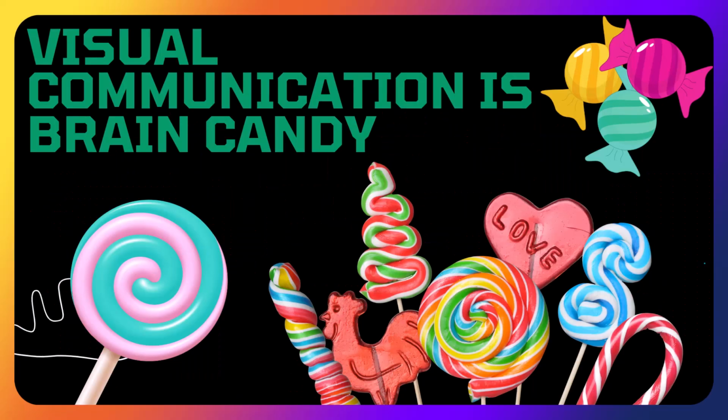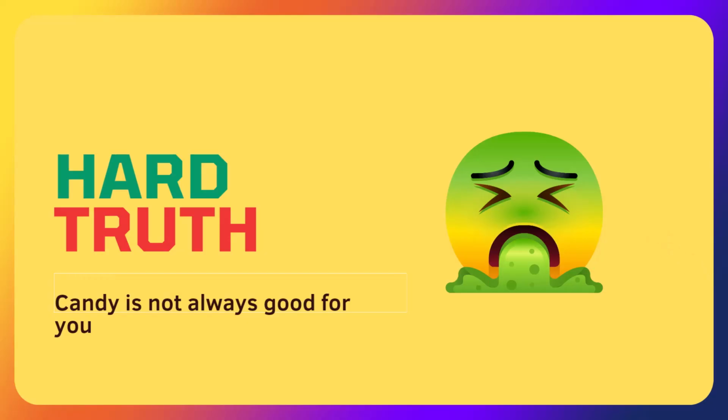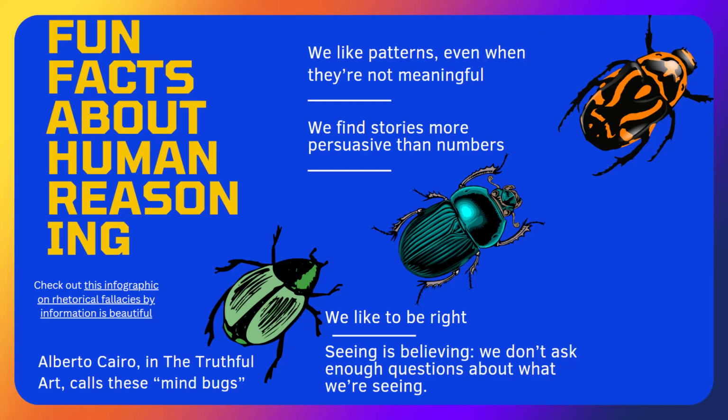I like to say that visual communication is a lot like brain candy. And as we all know, candy isn't necessarily good for you. We need to understand how human beings reason to understand how things can go wrong. People like patterns, even when those patterns may be spurious or random. If we visualize data and spot a random pattern, we are very tempted to believe it's meaningful, even if it isn't. We tend to find stories more persuasive and engaging than a bunch of numbers, so data visualizations are very powerful. Humans like to be right, and so if we see something in a data viz that confirms our beliefs, we find it hard to let go. This is called confirmation bias, and it's really insidious because often we're not aware of it.